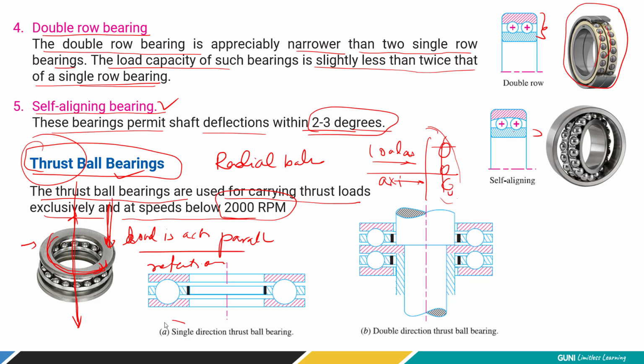Now, you may have either a single direction thrust ball bearing, where the load is acting in only one direction, or you may have a double direction thrust ball bearing. Either you apply the load in this direction, or in the top direction. It can take the load on both sides.